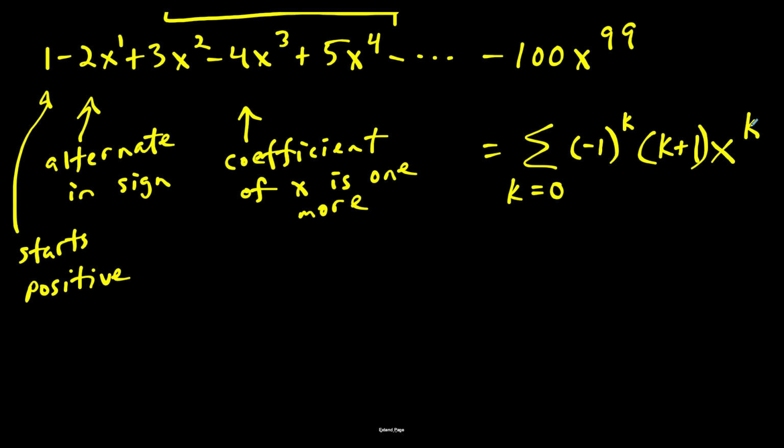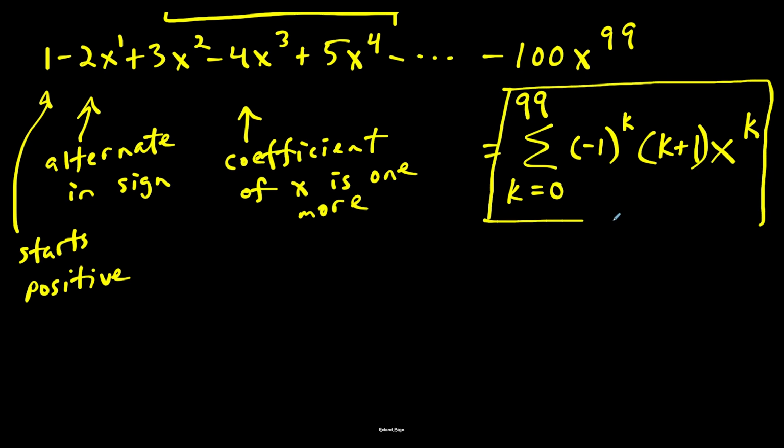And then x to the 0 is 1. And then if I have 0 plus 1, that makes this 1. So k equals 0 looks like a good start. But then I think about what's the highest power of x that we end at, and that's 99. So this series here would actually capture the entire sum that we started with.